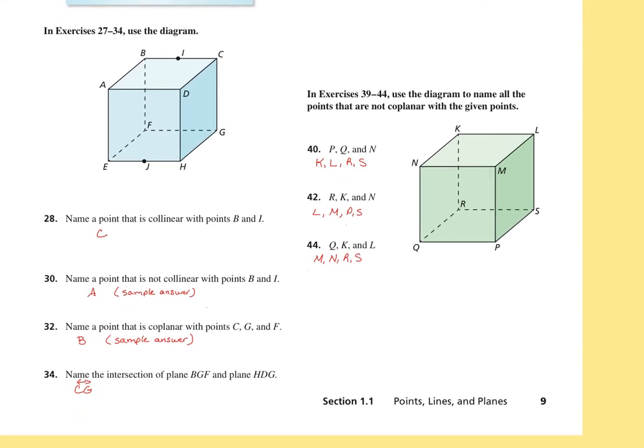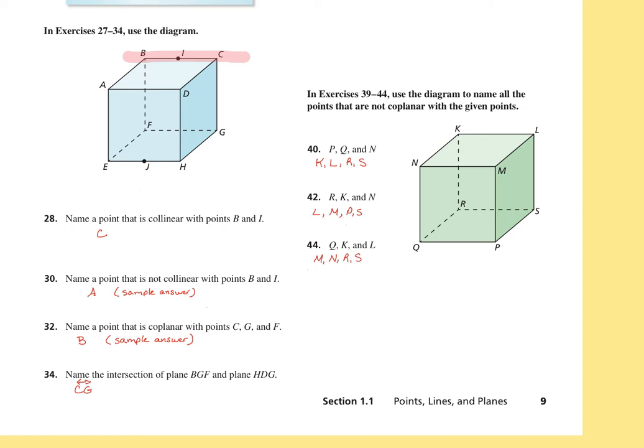Okay, 28, name a point that's collinear to B and I, that would be C. 30, a point that's not collinear. A is a sample answer, but literally any other letter except for C would work there. So D? D is fine. It just couldn't be on this line. So anything else would work. Wait, what if it's F? Fine. No, because with B and I. B and I are that top. It's not just B, right? It had to be B and I. That only forms one line, which is that back edge. Yeah.